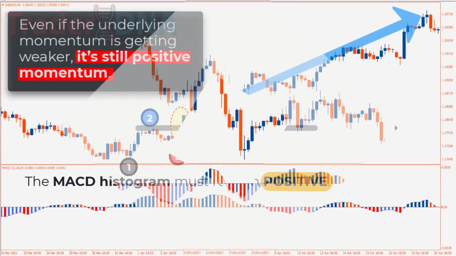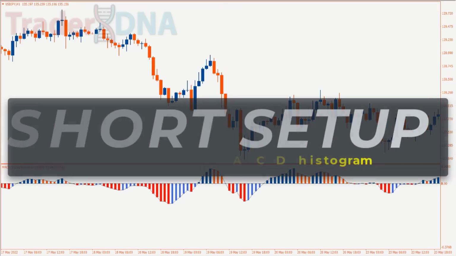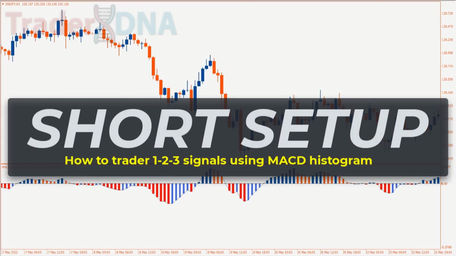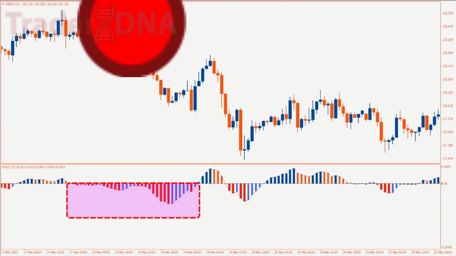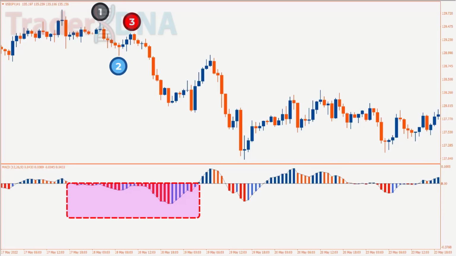Now, let's delve into how to effectively filter short signals using the 1-2-3 pattern and the MACD histogram. Firstly, we identify a downtrend. Point 1 marks the peak, where the price encounters resistance and starts its descent. Point 2 follows as a lower low, establishing a support level. As the price rebounds, point 3 emerges, forming another resistance level, positioned below point 1. It's crucial to note that point 3 must be lower than point 1 for this setup to be valid.